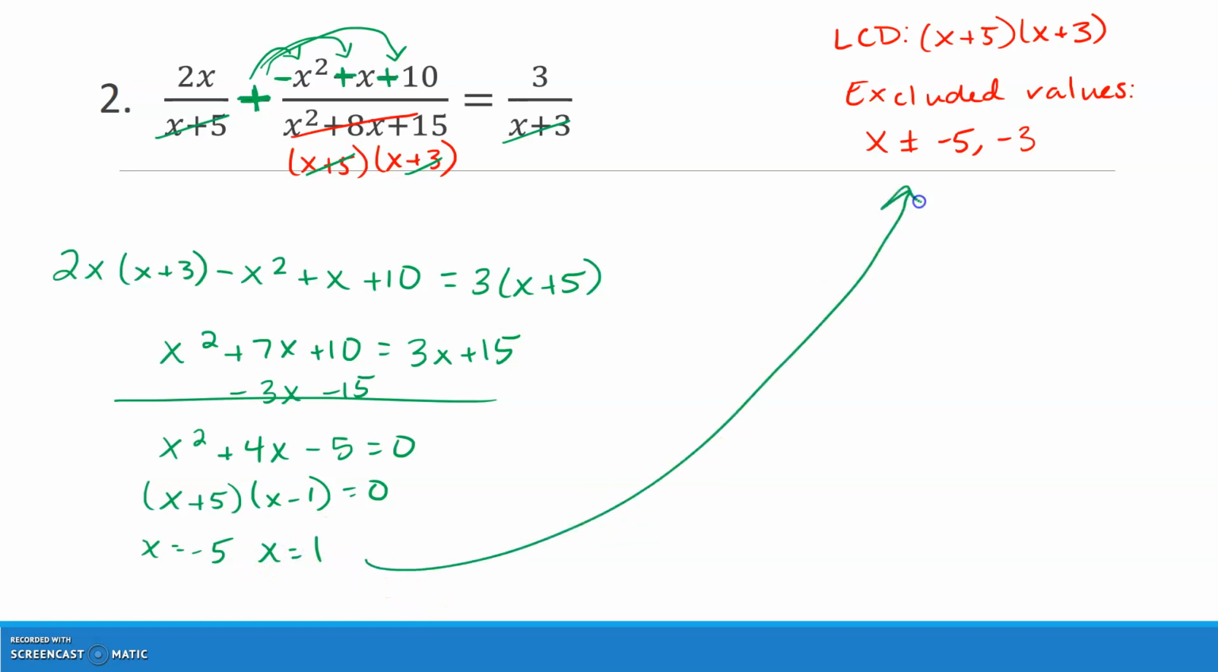Now, make sure your excluded values aren't either of your answers, which in this case it is. X equals negative 5 cannot be a solution. It can't because it's one of my excluded values. So I only have one solution. X is equal to 1. Even though we did all our math correctly, x cannot equal negative 5. It would be the end of the world. So x is equal to 1 is the only answer. This one right here was an extraneous solution.